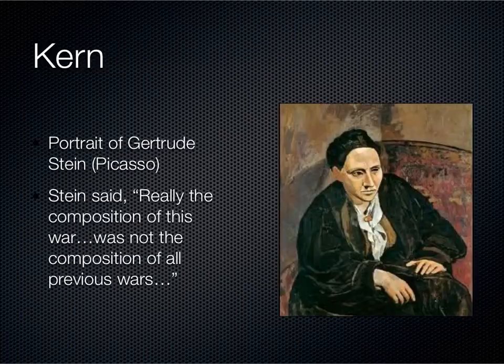Kern starts his essay with American modernist writer Gertrude Stein, a patron of Picasso, saying that really the composition of this war was not the composition of all previous wars. Right away, we see a shift in the way people are thinking about the Great War as something that has composition, that is artificial and constructed.